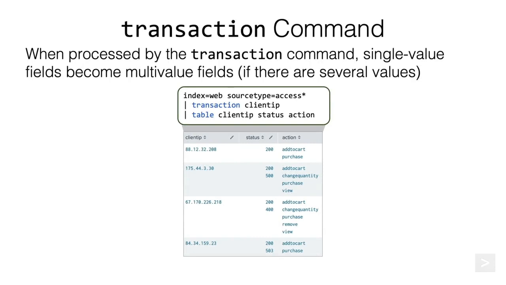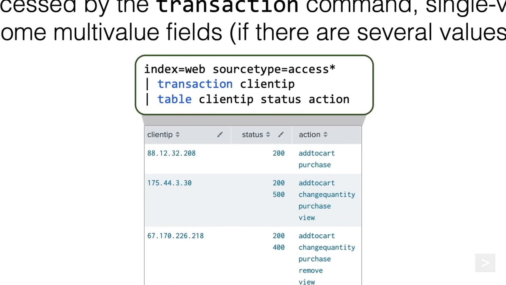The transaction command is used to group together events that share the same value in one or more fields, all pertaining to a transaction where these events are related in some way. When we're forming transaction events, multiple events are combined into one large single transaction event, which brings in fields with multiple values, creating multi-value fields. In this example, we can see we're forming a transaction across the client IP field, grouping together all of the events that share the same client IP, placing client IP, status, and action onto a table.